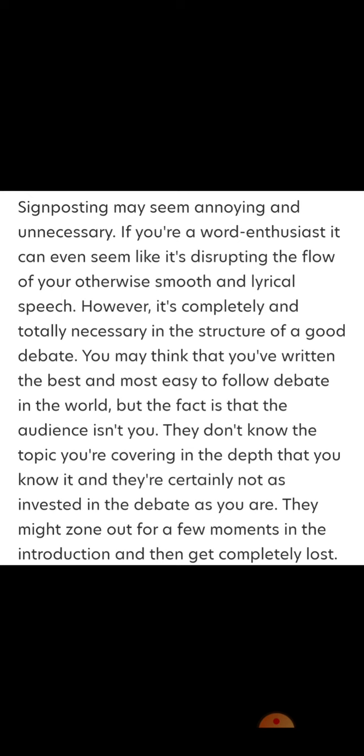Sometimes it may seem unnecessary, but it is necessary. It appears that it is disrupting the flow of your smooth speech or debate, but it is necessary if you are debating. Suppose you have started to debate and you are totally speaking, and speaking. The audience might get disrupted, they might get carried away to other thoughts.